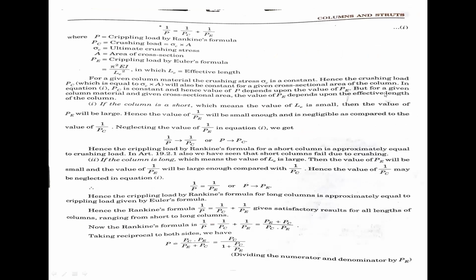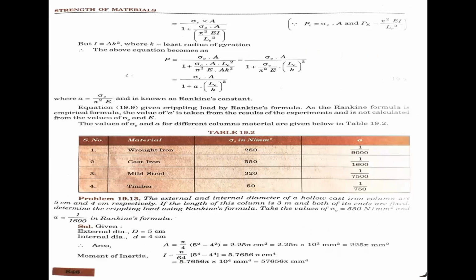Column conditions are four, and you have to follow the condition. This condition is given in this problem: both ends are fixed. Now effective length LE equal to L by 2. We have to follow this one in this problem 19.13. Effective length is 3000 divided by 2, 1500 mm.